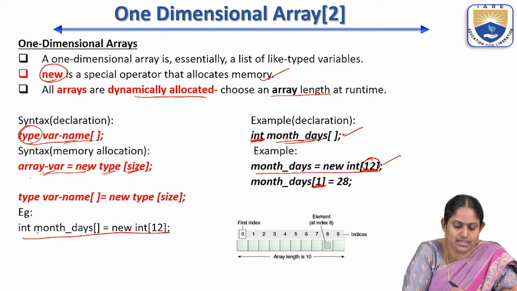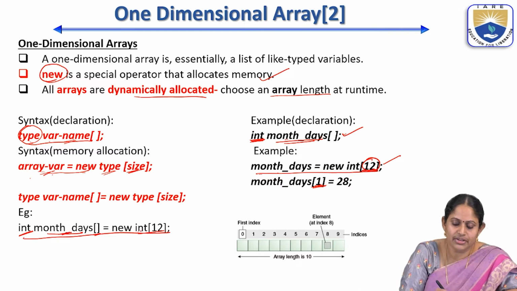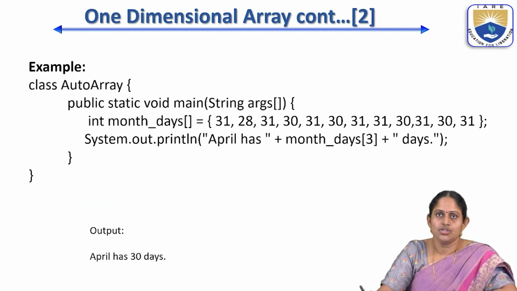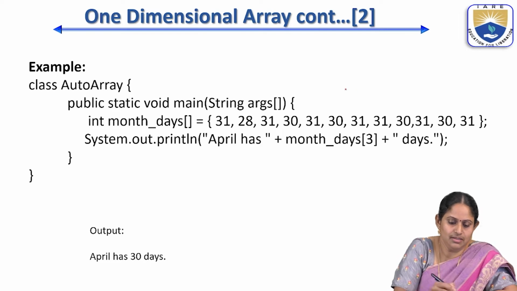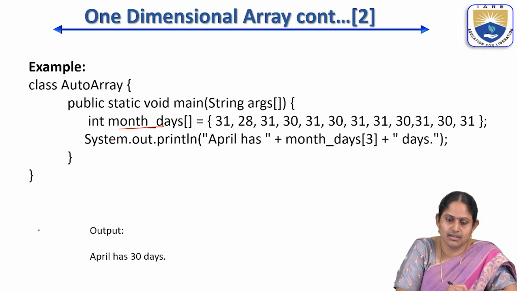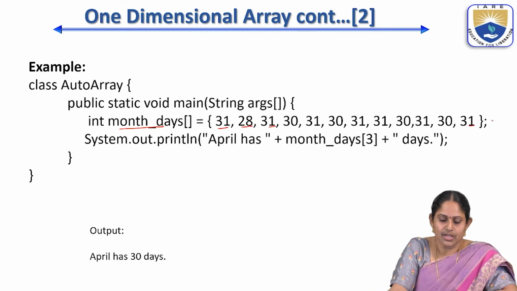We can combine these two lines together and write it like this: type, name of the array, square brackets, equal to new int, the size. Here we are creating an array of name month_days of integer type, and it contains 12 elements. This is an example wherein we are using an array month_days for the days of the months: January, Feb, March, like that. You have the days of all 12 months.